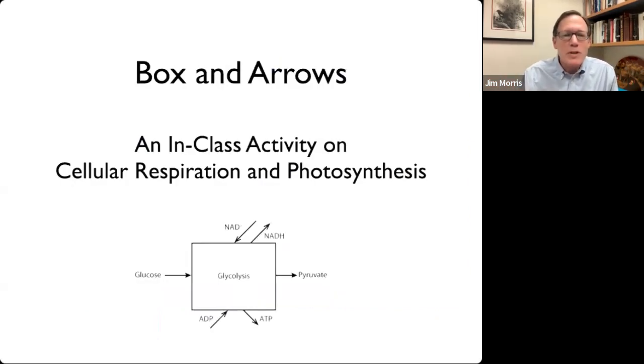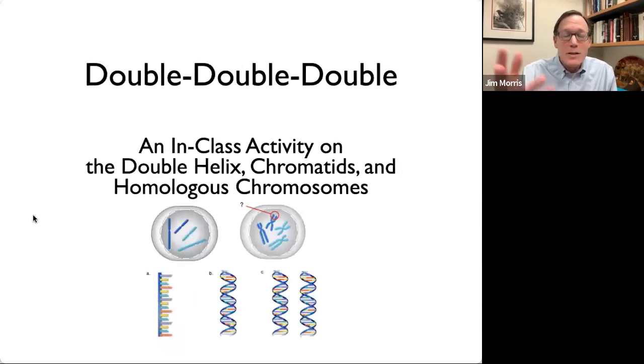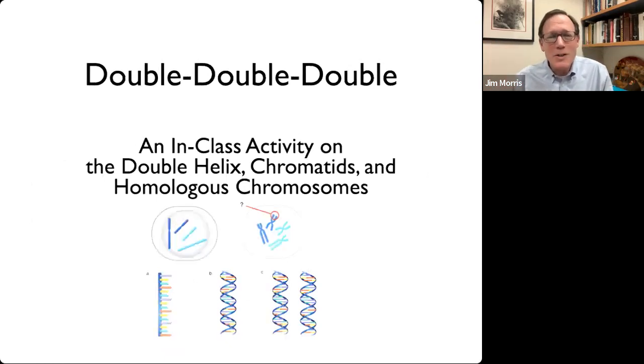John Merrill came up with this one, a sort of box and arrow activity on inputs and outputs in glycolysis and cellular respiration and photosynthesis, and it really helps students to focus on major inputs and outputs. It's a very powerful activity, and he's paired it with clickers to make it very easy to do in class.